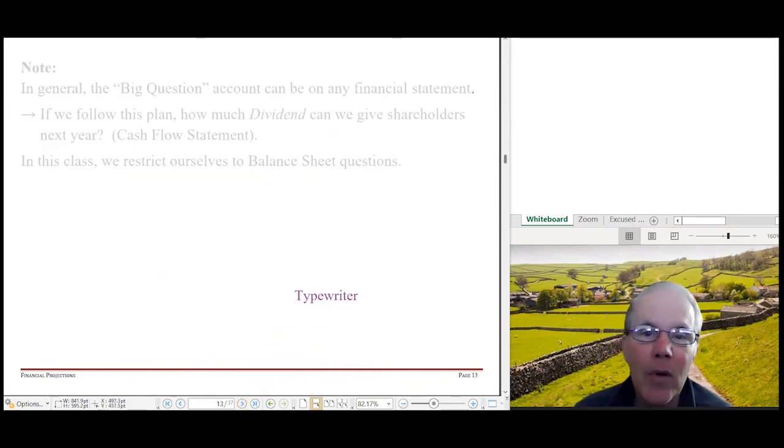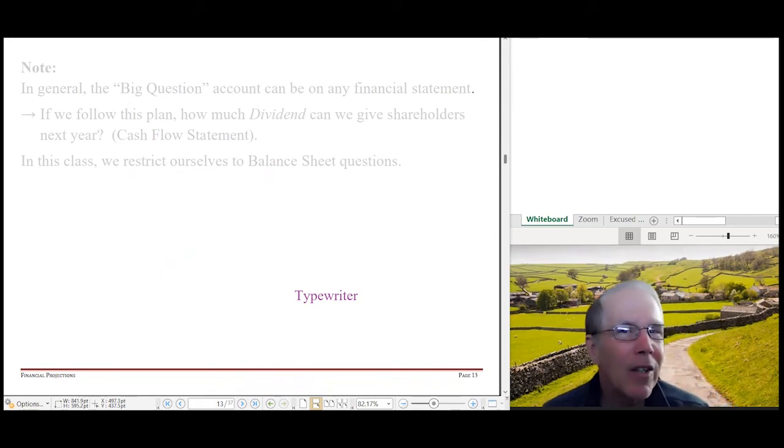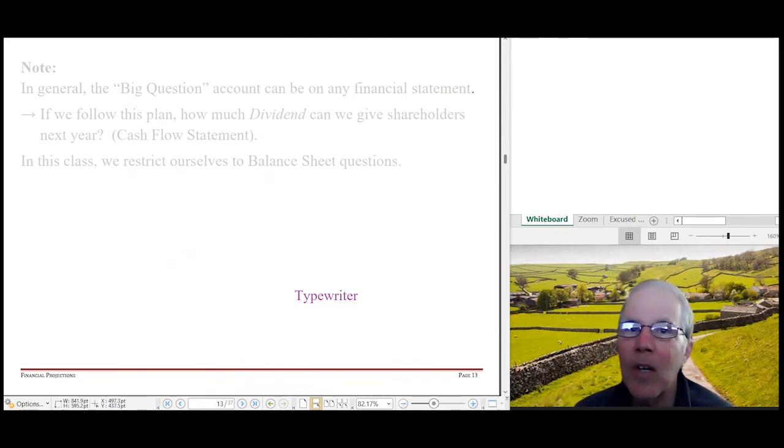Okay, there's a little note in here in gray. I think I'm going to leave this one gray, even though it's black in your notes, because it's really geared for the finance majors. In general, our big question account doesn't have to be on the balance sheet. It could, of course, be on the cash flow statement or the income statement. But for this class, we're all beginning in Fin 301 to do all of these things. We're going to restrict our big question accounts to be balance sheet accounts.